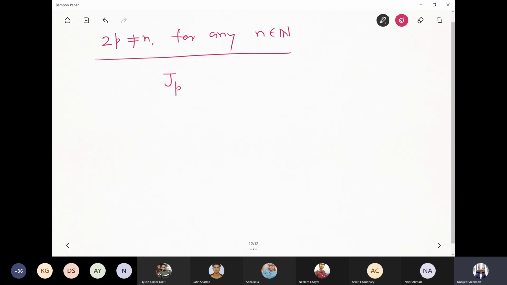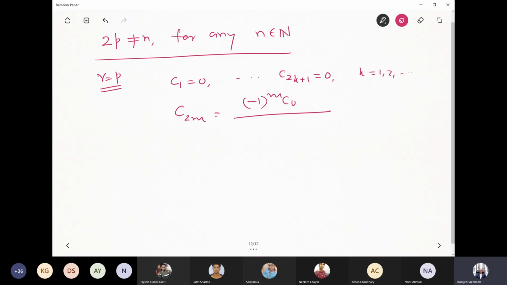You will find the first solution as J_p, that is when r equals p. For this one, one can use the recurrence relation to see that c1 equals 0 and all the c_{2k+1} are going to be 0 for all k. Therefore, c_{2m} becomes (−1)^m c_0 by 2^{2m} times m! times (p+1)(p+2)…(p+m). This all comes from the same calculations we did for finding the solutions. This gives you J_p.